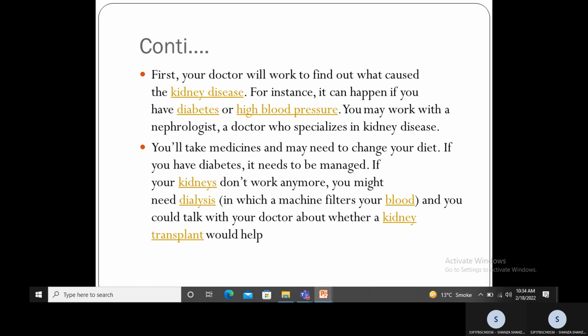If your kidneys don't work anymore, you might need dialysis. Dialysis is a machine that filters your blood, and you could talk with your doctor about whether a kidney transplant would help.